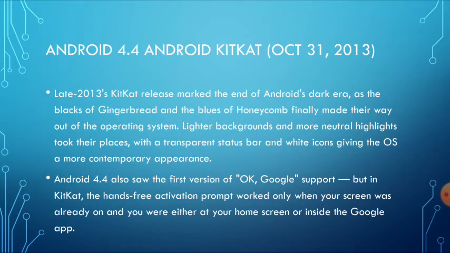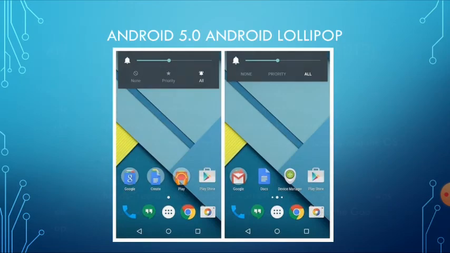Android 4.4 also saw the first version of OK Google support, but in KitKat, the hands-free activation prompt worked only when your screen was already on and you were either at your home screen or inside the Google app.